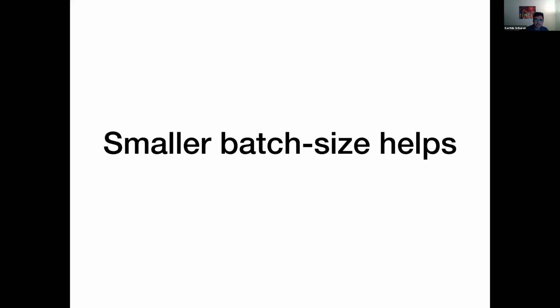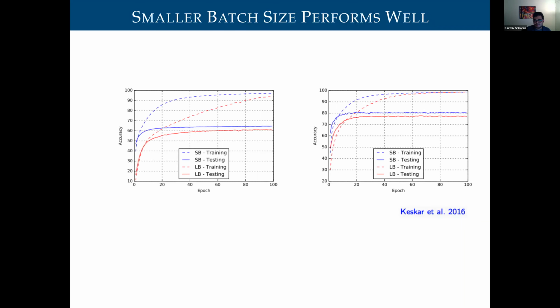Okay, the second observation that I'd like to make is that it seems like, at least without extra tuning, smaller batch size seems to help more. The smaller your batch, so this was by this really nice work by Keskar et al., where they showed that if you train using smaller batch size, you get better accuracies compared to larger batch size. So if you notice here, the smaller batch size ones seem to have a higher accuracy than the larger batch size one.